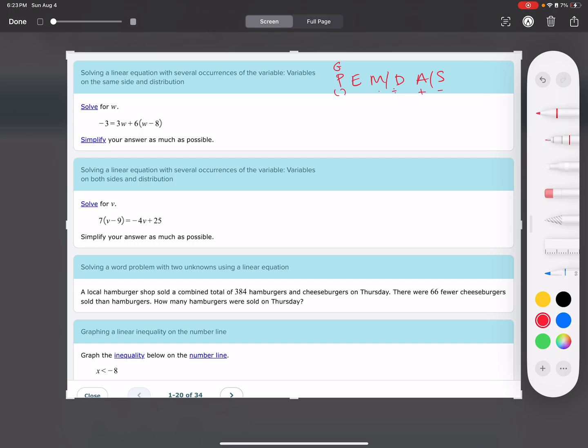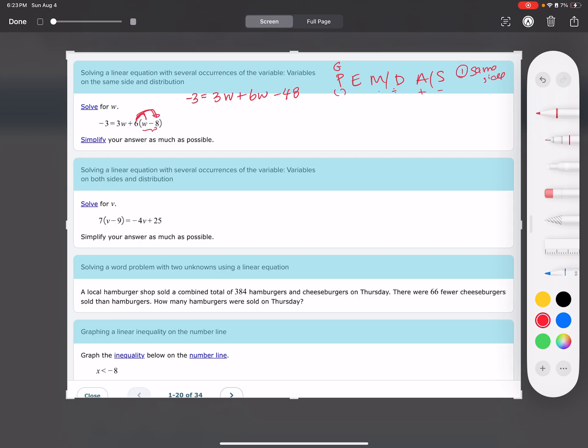The first thing we're going to do is start on the same side. We're going to distribute because I have parentheses. Here I can't combine anything because one's a W and one's an 8, and I can't combine that because they're different. So I'm going to distribute the parentheses. I'll copy this here, and I get 3W plus 6W minus 48 because I distributed these two into here.